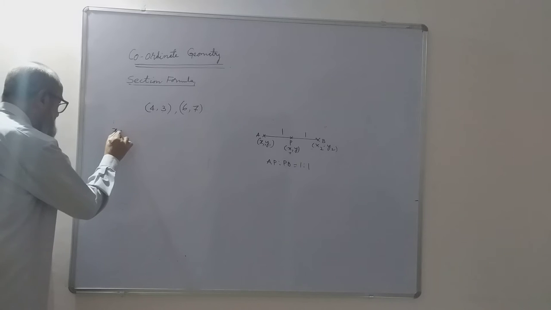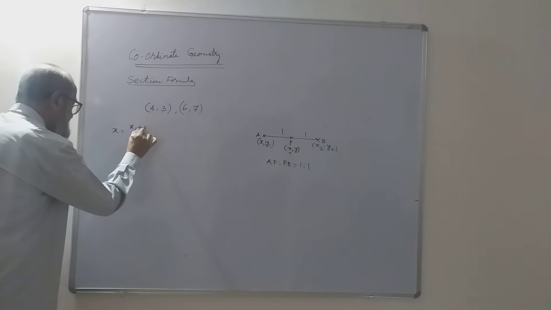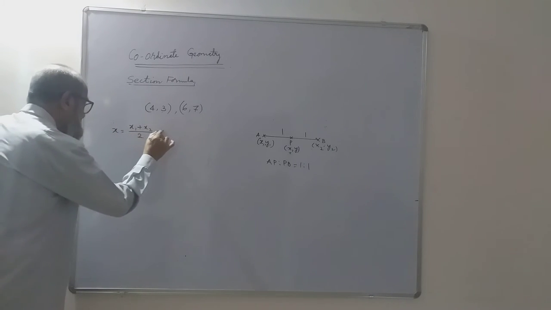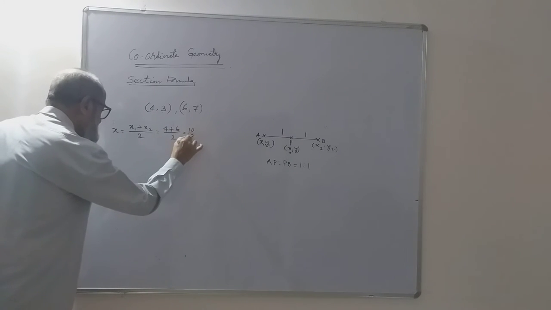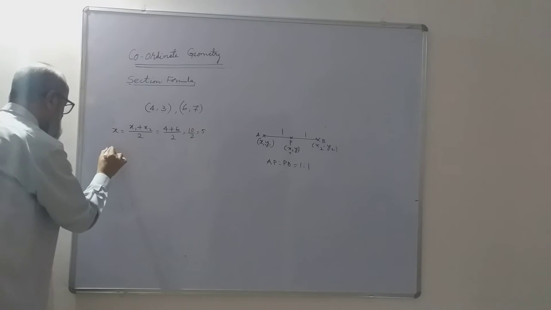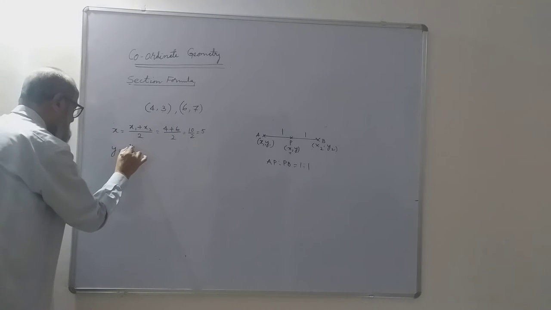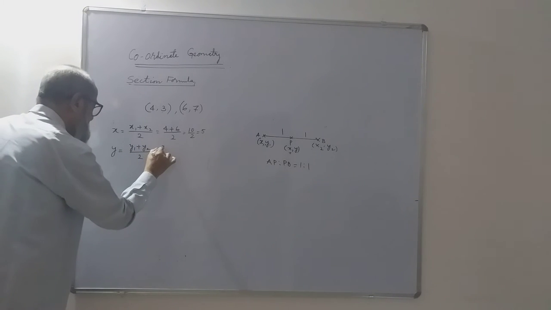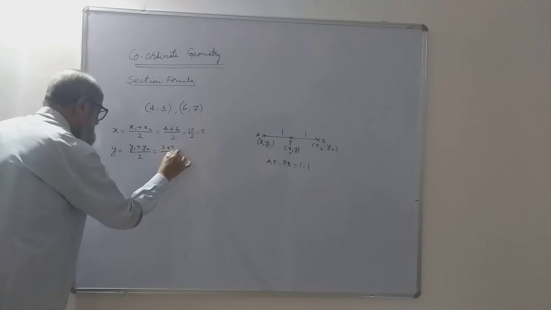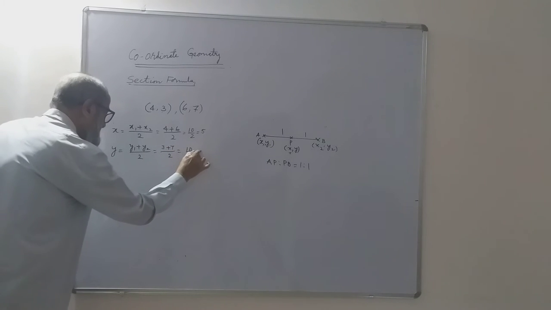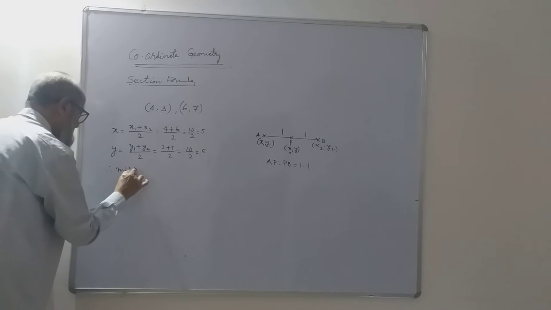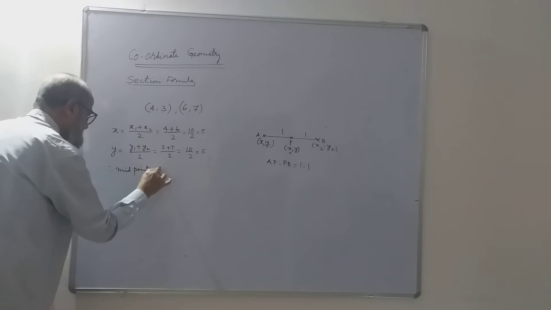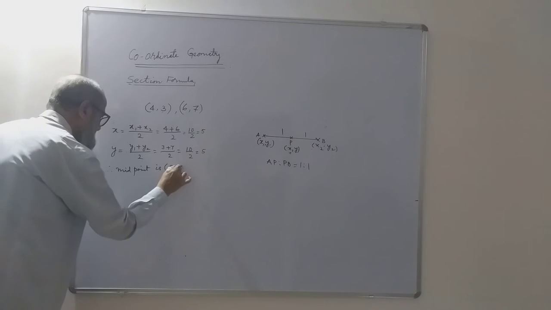So midpoint will be, X will be equal to X1 plus X2 divided by 2. That is 4 plus 6 divided by 2. That is 10 by 2 and that is equal to 5. So Y will be Y1 plus Y2 divided by 2. That is 3 plus 7 divided by 2. That is again 10 by 2. That is 5. So therefore, midpoint of the given line is (5, 5). This is the answer.